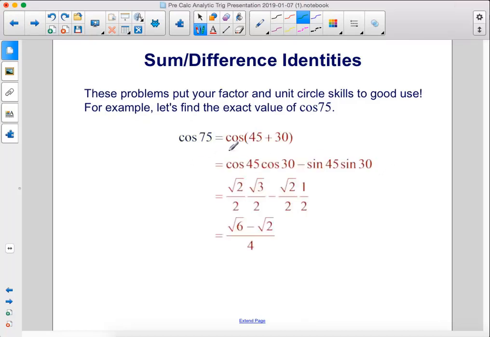Cosine 75 can be written as cosine of 45 plus 30. The cosine of A plus B is going to be cosine of A times cosine of B minus sine of A times sine of B. So we have cosine 45 cosine 30 minus sine 45 sine 30. The cosine of 45 is the square root of 2 over 2. Cosine of 30 is the square root of 3 over 2, minus the sine of 45, which is the square root of 2 over 2, times the sine of 30, which is 1/2. When we simplify, we get the square root of 6 minus the square root of 2 over 4.